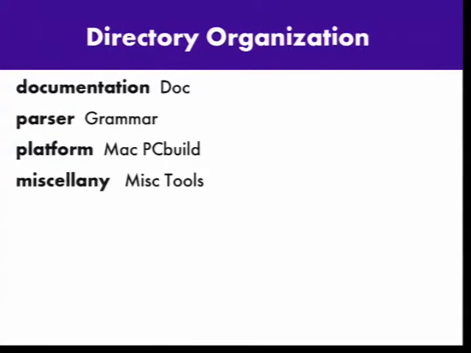These are the less interesting directories, in my opinion. Docs are in Doc. The Python parser lives in a Grammar directory, which is like a custom grammar definition. Platform-specific stuff is in the Mac and PC build directories for Mac and Windows respectively. And then there's a bunch of stuff in Misc and Tools, various things. Some of it is internals, some of it are tools, some of it, who knows. There are some strong directories where things are supposed to go, but there's a lot of things that are in the wrong place that we just don't fix, because it's better to leave it there than to churn the code.